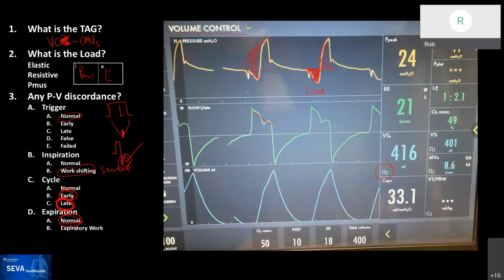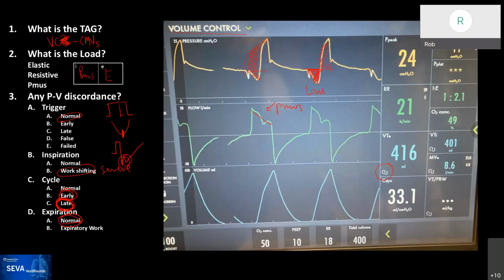This is, as you just said, a late cycle, not an early cycle. And you can look at the flow waveform. That distortion in the flow waveform is essentially PMUS. Yep, you can look at it that way. So you see PMUS is relaxing before cycling, so that would be a late cycle, not early cycle, right?